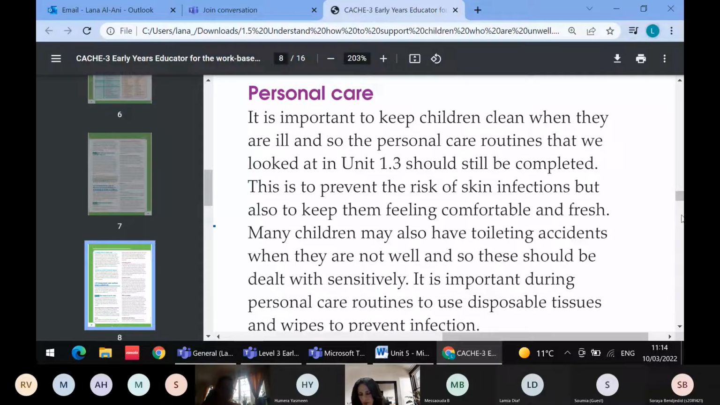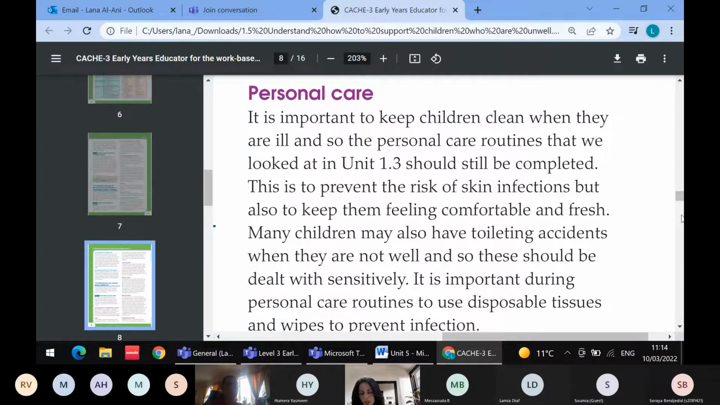Yes, very good. So it is important for the child to keep clean when they are ill, and to monitor their personal care routine. This is to prevent any risk of skin infection. So we need to make sure of the hygiene, not only to prevent the risk of skin infection, but also to keep them feeling comfortable and fresh.